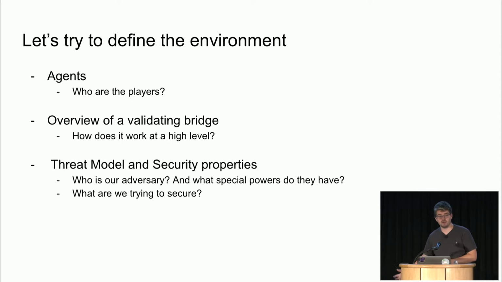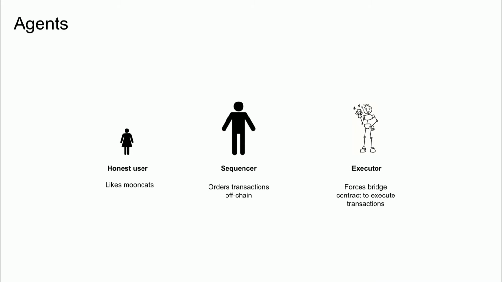So the agents are very straightforward. We have Alice. She's an honest user. She wants to interact with her mooncats. She just wants to interact and send transactions. We have the sequencer. The sequencer's role is to take all the transactions, order them for execution, and then pass them on. Then the executor will take the ordered transactions, execute them, and propose an update to the database. So let's have a high-level view of how this works.